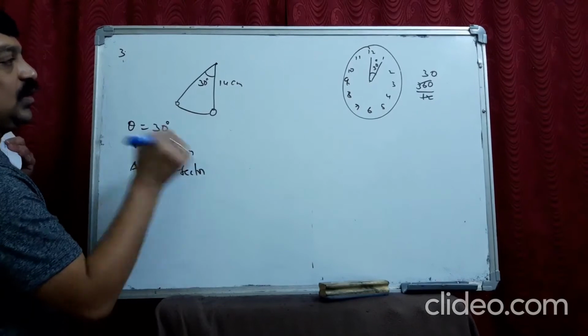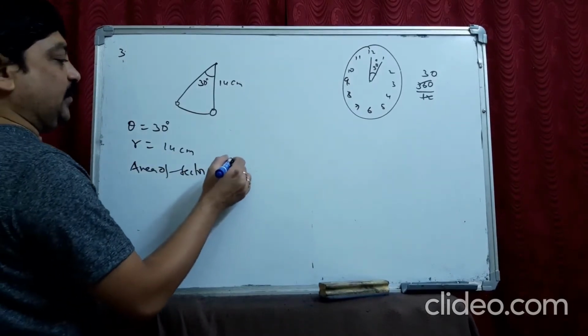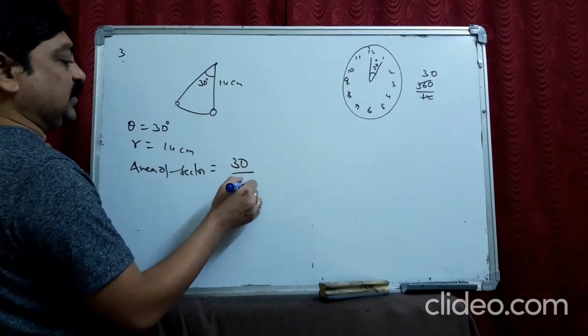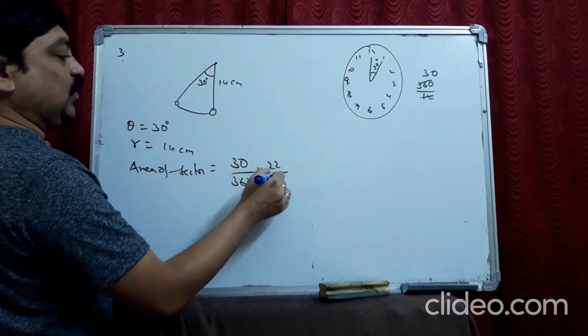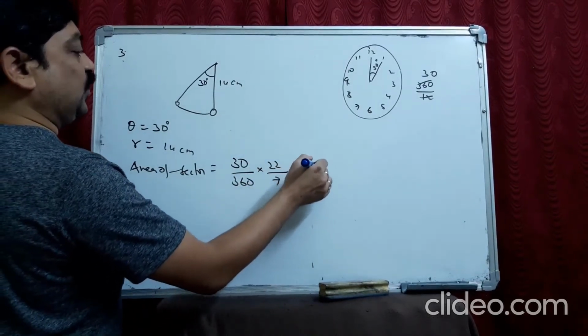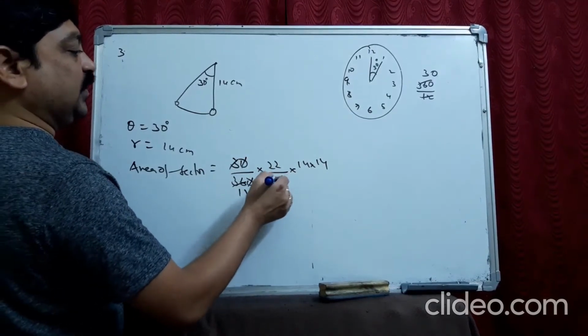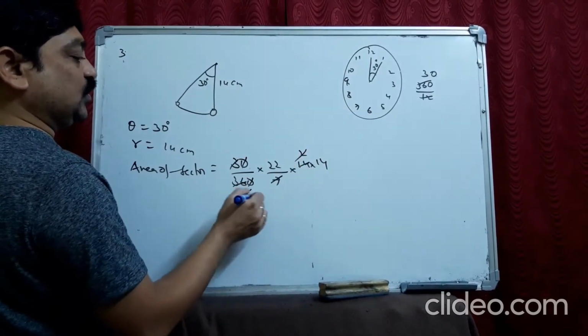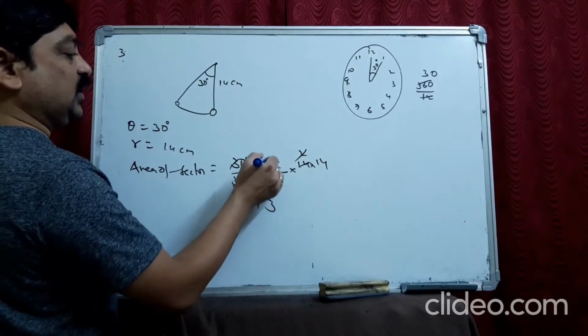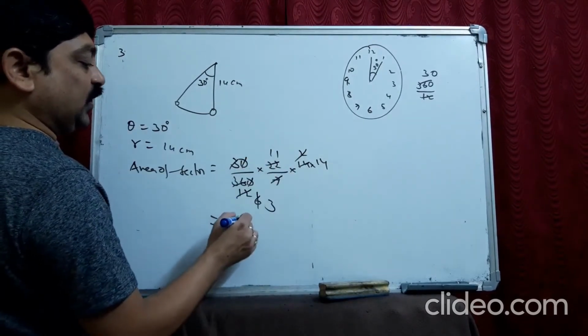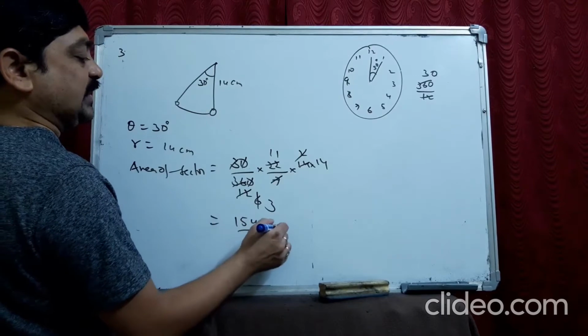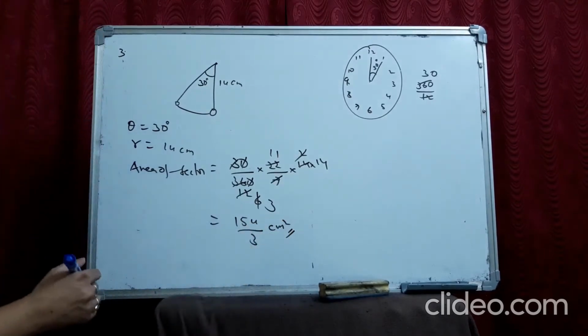So area of the sector is theta by 360, 30 by 360 into pi r square, 22 by 7, r is 14 into 14. This gets cancelled 12 times, 7 2 times, 2 6 times, again 2 3 times, 11 times, 11 into 14, 154 by 3 centimeter square. Okay?